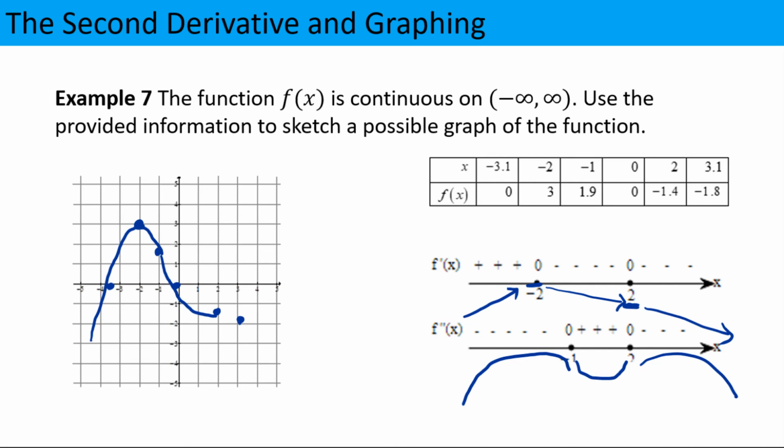And the function is going to continue to decrease, but it's also going to be concave down as well. So we have a horizontal asymptote at x equals 2, continuing to decrease and going down some more. So that's a graph that meets all of the required characteristics.